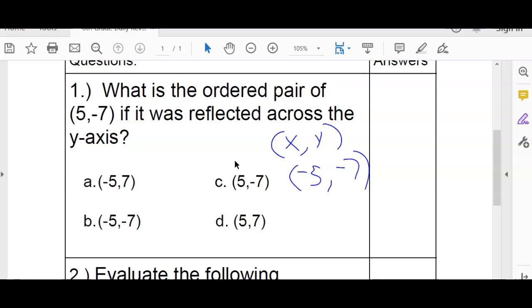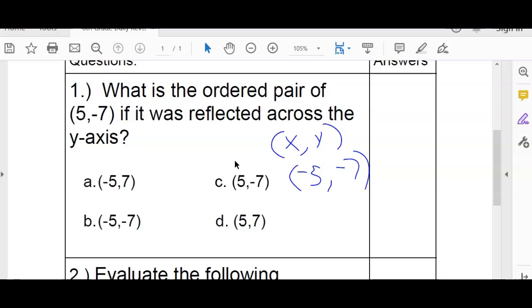So after I taught this to your class, I came up with a song to help remember this. Do you want to hear my song? Yes. Okay. All right. I'll share it with you. You ready?